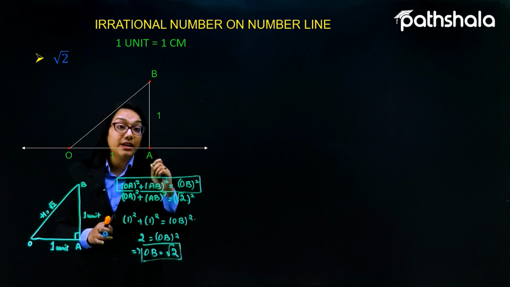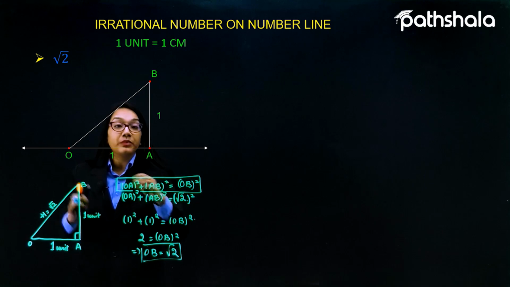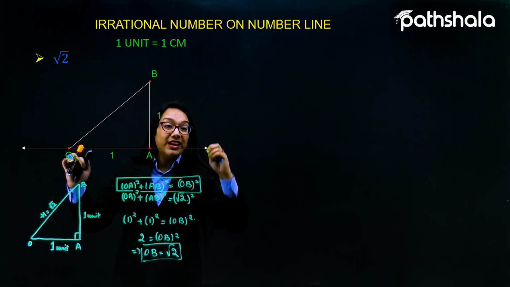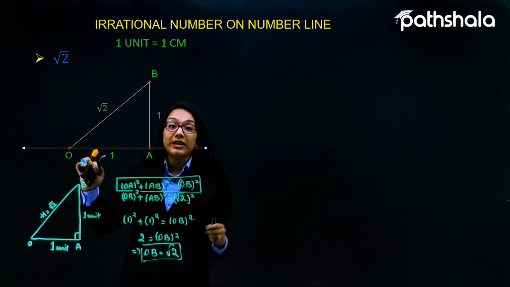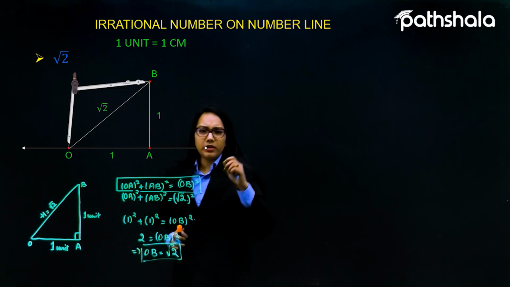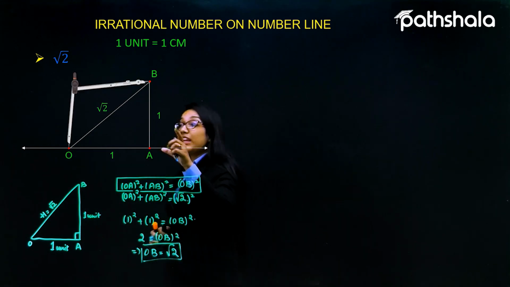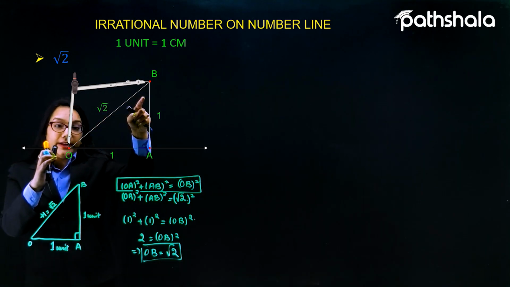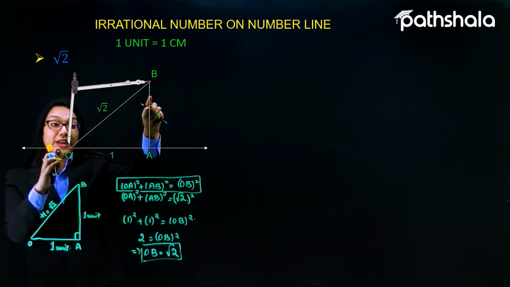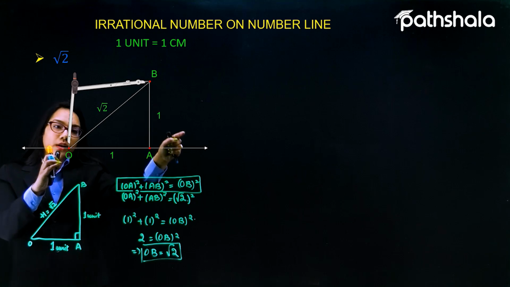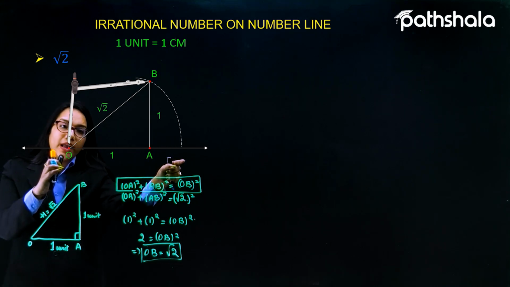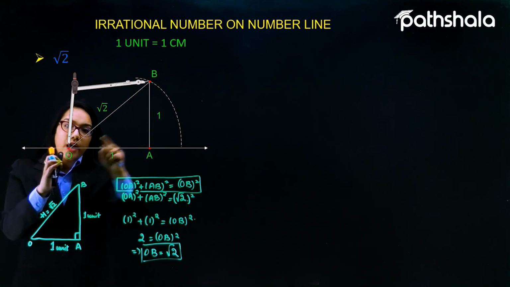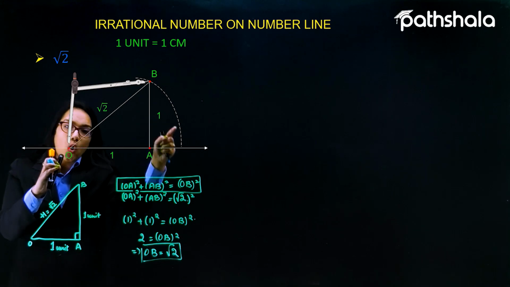So let's just represent the irrational number on the number line, because if this is my number line, I just wanted to represent root 2 on the number line. So how can we do it? Let us suppose I am using a compass over here, taking O as a center and OB as a radius. I am marking an arc on the number line in this particular manner.